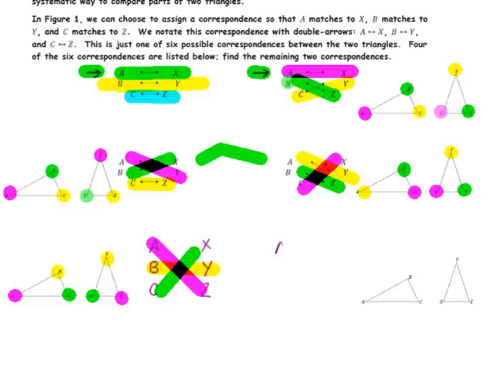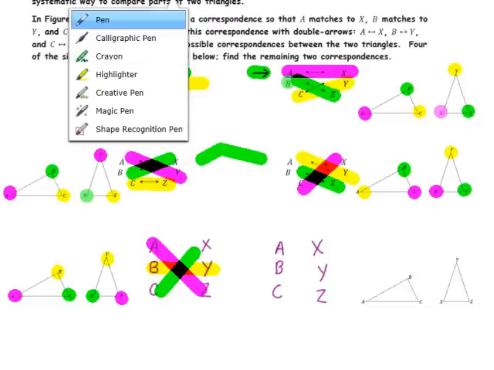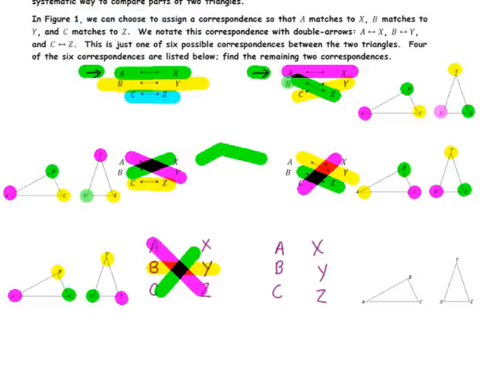Then let's write our A, B, C again, and our X, Y, Z. And we know that we need to correspond A with Z one more time.